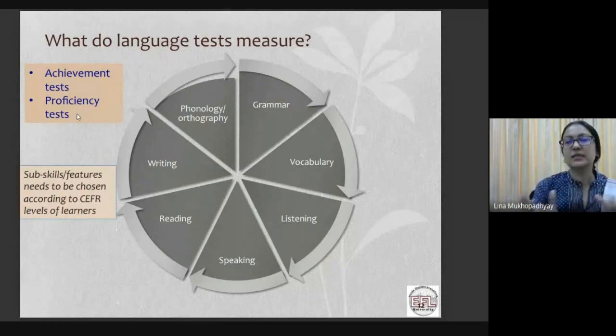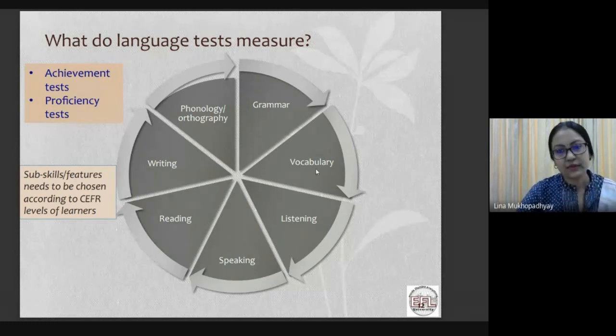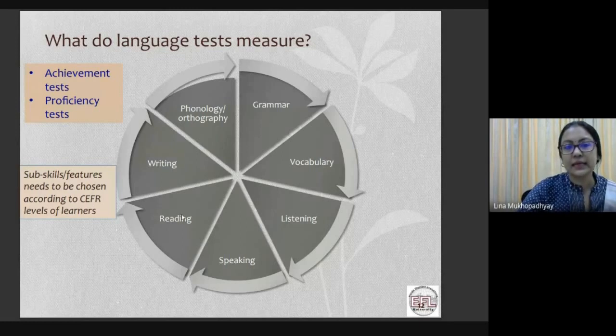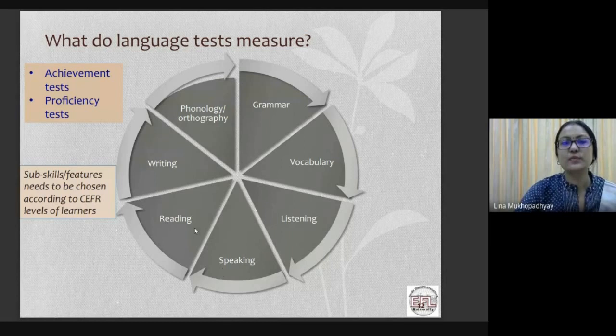So what lies at the core of language testing and assessment? We have these sub-skills or sub-features. So we have the 4 skills: listening, speaking, which are the oral skills, reading, writing, the written skills. And then we can have the dimension of reception versus production. So receptive skills would be listening and reading, whereas production would be speaking and writing. I'm sure all of you are very much aware of this, right?